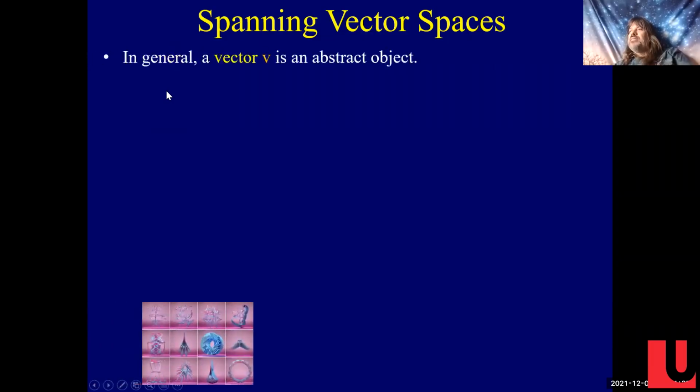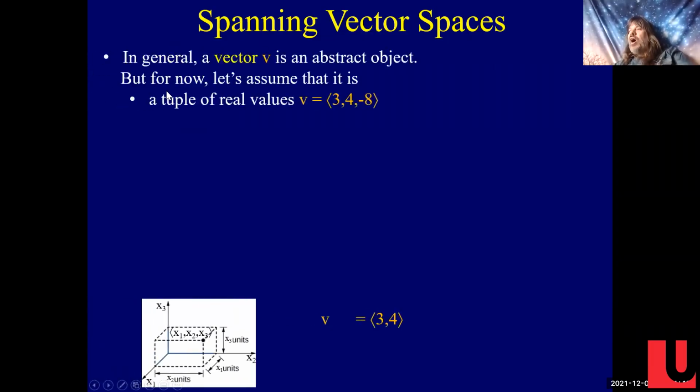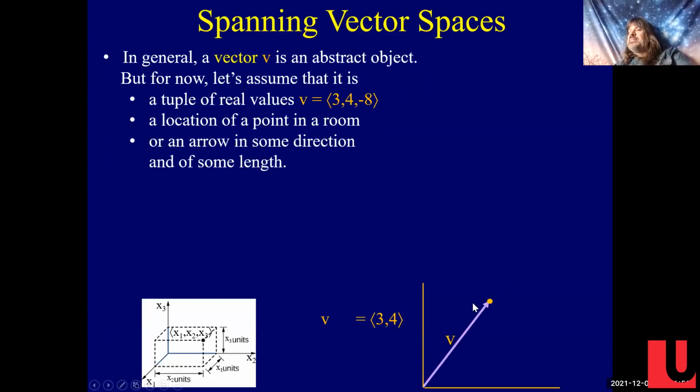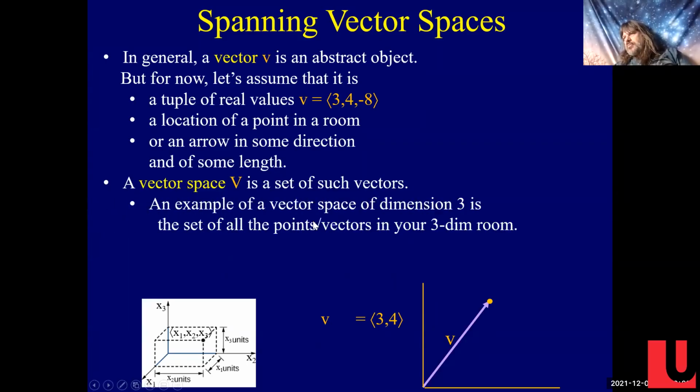So a vector space. Here, a vector is an abstract object, but we can assume it's a tuple of numbers. We can assume that it's a location in a room. We can assume that it's an arrow with some direction and some length without specifying where it starts. What is a vector space? It's a set of these objects. And one example of a vector space is the set of all points in our room here, right? Everybody good?